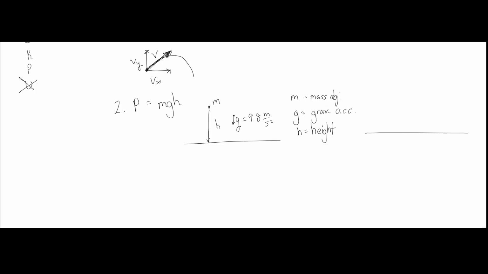So for example, if you have an object here that can fall this far, and an object here that can fall this far, this one has greater potential energy than the other, because this one cannot fall nearly as far.